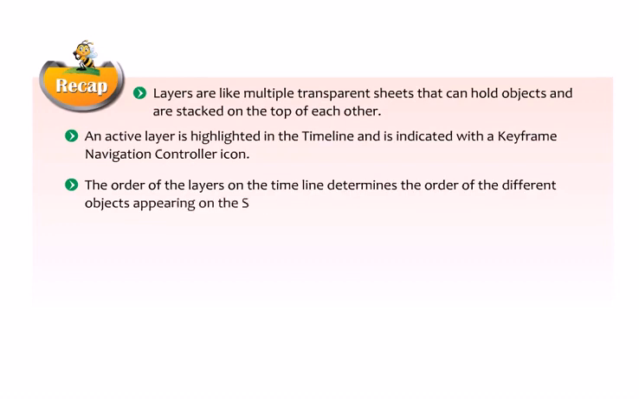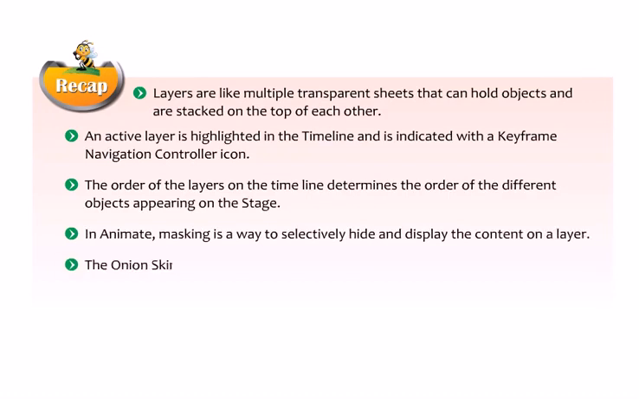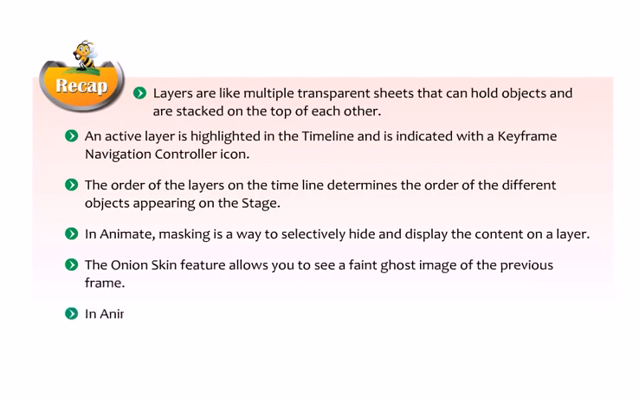In Animate, masking is a way to selectively hide and display the content on a layer. The onion skin feature allows you to see a faint ghost image of the previous frame. In Animate, there are two types of onion skinning: onion skin and onion skin outlines.